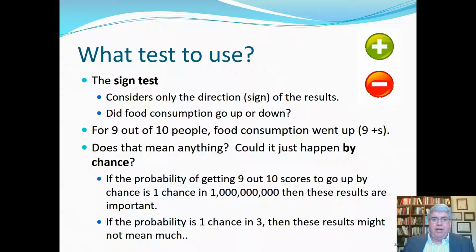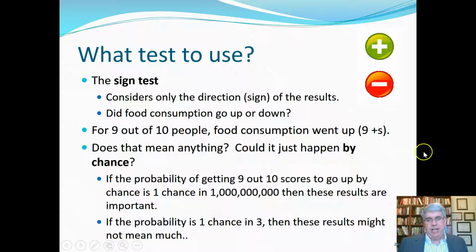Now what we're going to do is use a sign test. This is a real simple test, and it's useful because it reduces everything to a binomial distribution where we can calculate the probabilities real easily. Using the sign test in real life isn't done very often. What we're going to do is only consider the sign of the results of the test. Did food consumption go up or down? For 9 out of 10 people, the food consumption went up, so we're going to say there were 9 pluses. That other person's a minus. There was 1 minus.